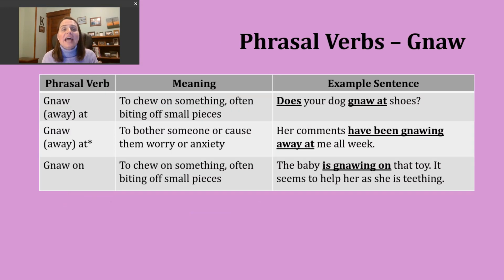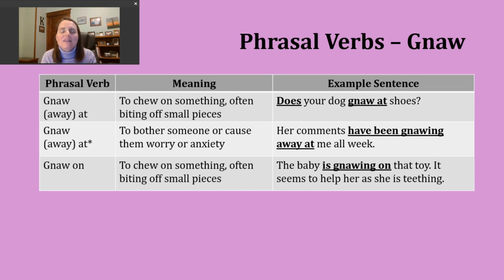Now let's move on and look at a couple phrasal verbs that you might encounter. The first one we'll discuss is to gnaw away at or just gnaw at. This particular phrasal verb can be used two different ways. The first definition of this phrasal verb goes back to the first definition of just the base verb, and so that's to chew on something.